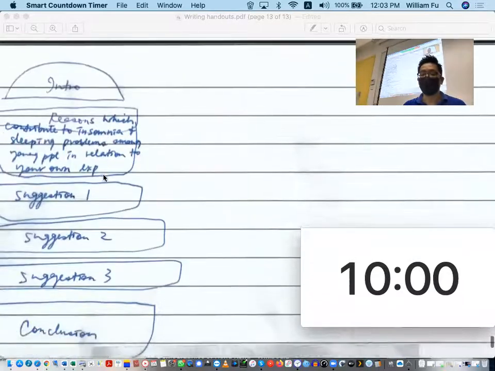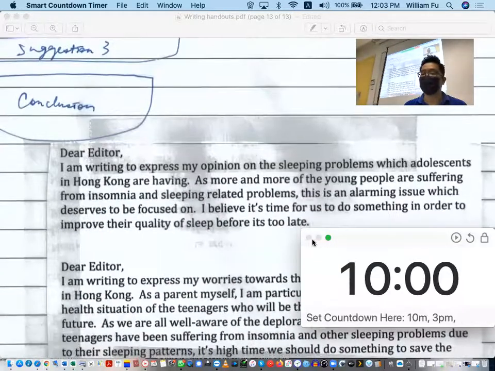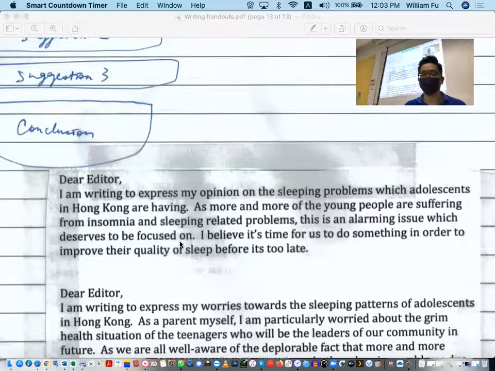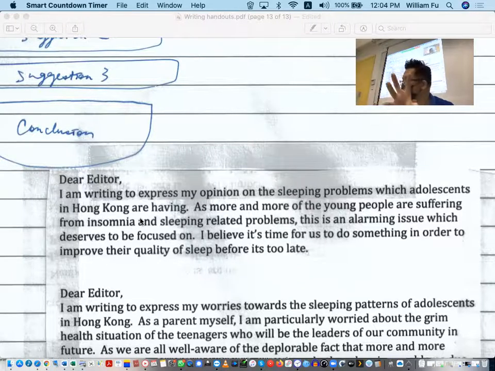Okay. So let me show you some examples. Those two examples. Okay, here. "Dear editor, I'm writing to express my opinion on the sleeping problem which adolescents in Hong Kong are having." Now, in these two cases, they're combining the purpose of writing with the introduction together in one paragraph.